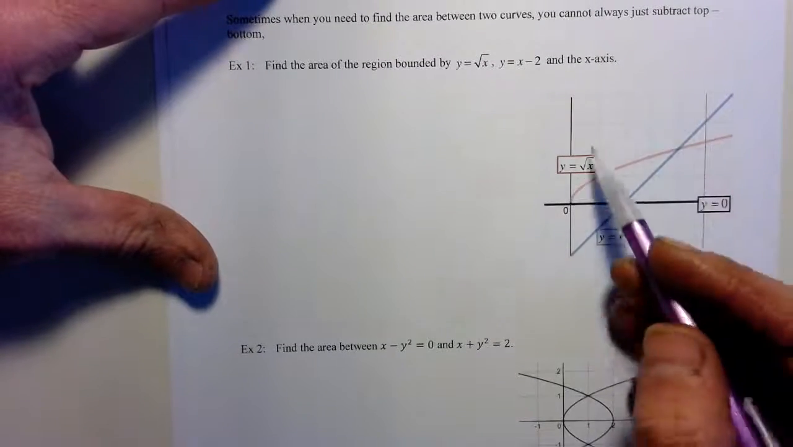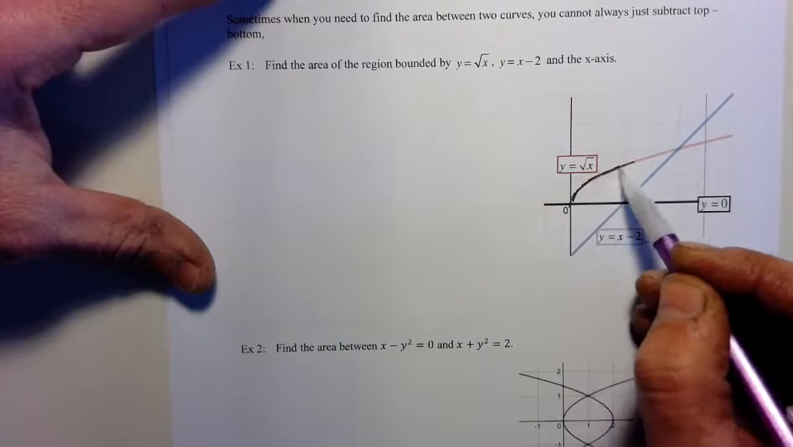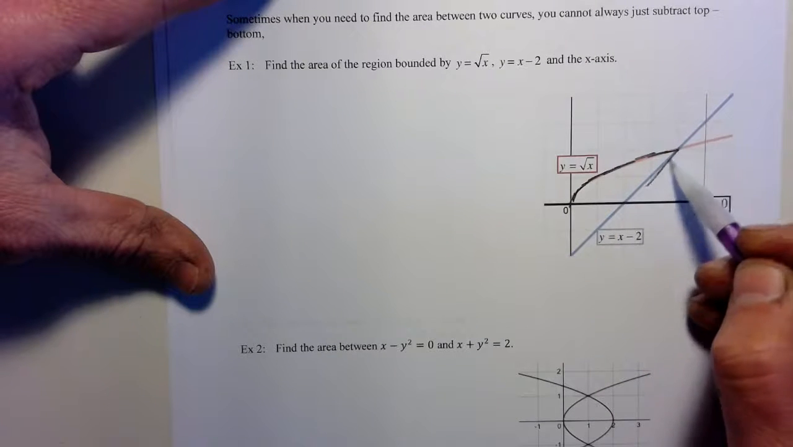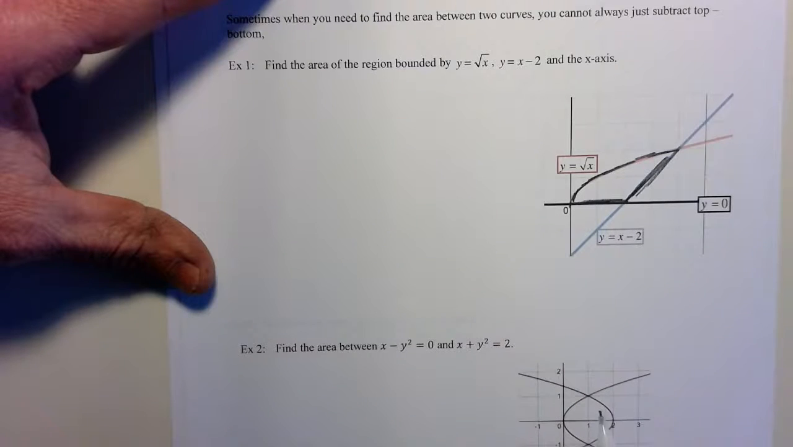Okay, so in this case, there's the first one we've seen that has 3. So here's y equals square root of x, here's y equals x minus 2, and here's the x-axis. So there's the region that's bounded by all 3 of those. Okay. Excuse me. So we have that region.